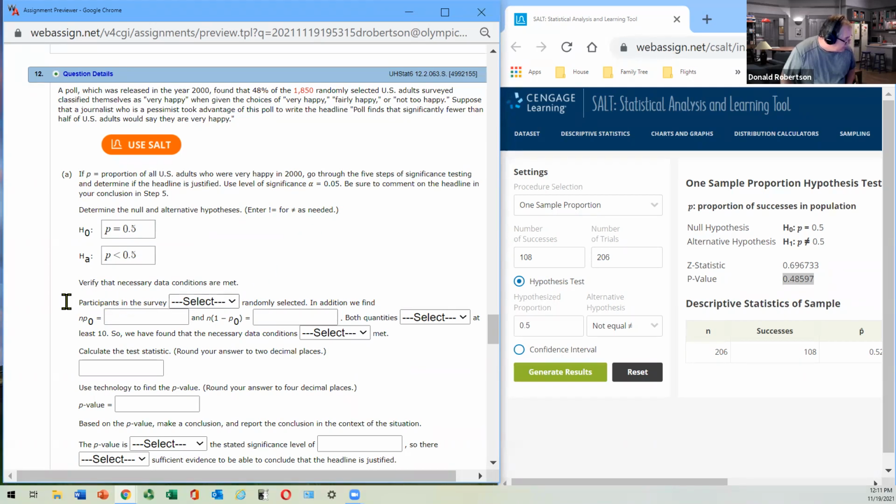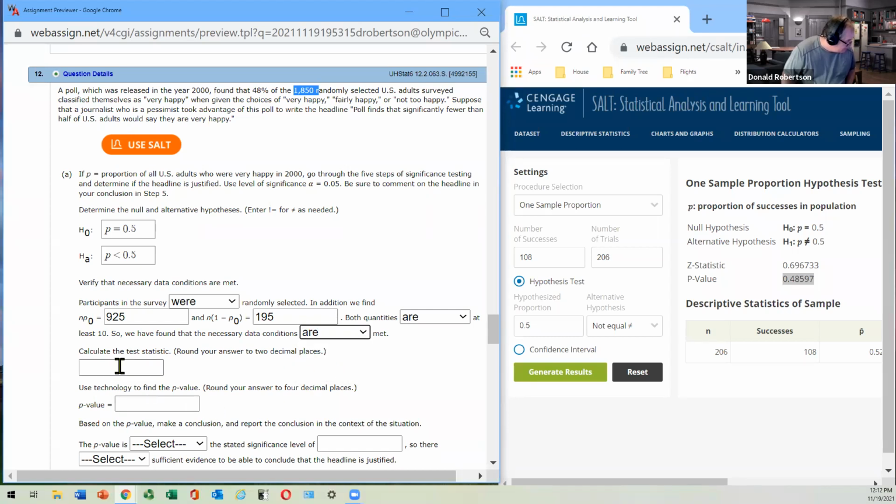Now, verify the necessary conditions are met. Participants in this survey were randomly selected. n p naught, which is half of that group, is 925. And n times 1 minus p naught is also 925. I got that by taking 0.5, in other words half, of that number. And both quantities are at least 10. So we have found that the necessary conditions are met.